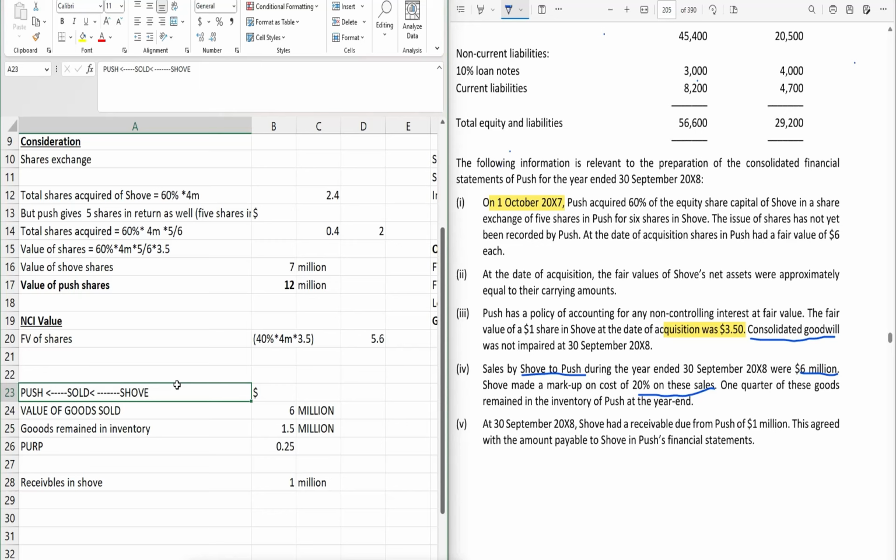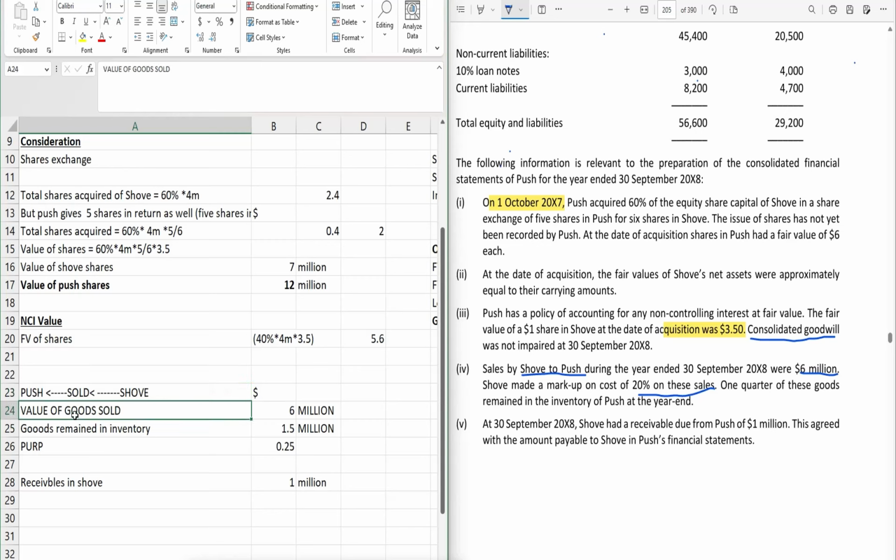But if the parent sold the goods to the subsidiary and the goods have not been sold outside the organization, in that case, the PUP adjustment will be made from the working file, that is the group retained earnings. All right, I hope up to this it is clear now. Okay, so now goods have been sold by SOV to PUSH. So that's why the arrow is in the opposite direction.